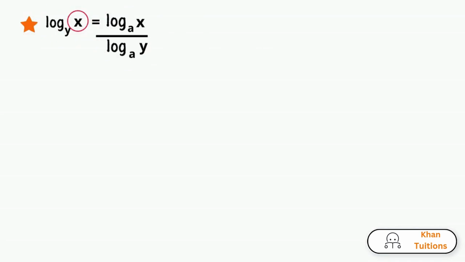This x is the argument and y is the base, right? But on the right side, the log in the numerator has the same argument and we assign another base, and the log in the denominator has argument y, which was the base on the left side, and we assign the same base as in the numerator. They both should have the same base, but this base should be greater than 0 and not equal to 1. So, log of x to the base y is equal to log of x to any base divided by log of y to the same base.